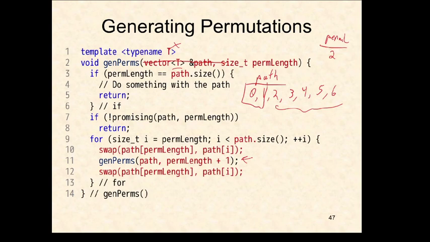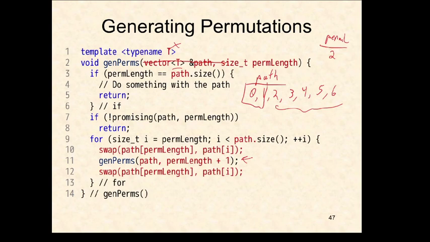It says swap something with path sub perm length, and then make a recursive call, and then put it back where you got it. So we have a precondition. Right now, this is the path. Then I swap something, I make a recursive call. After the recursive call is over, I put the path back like I found it.